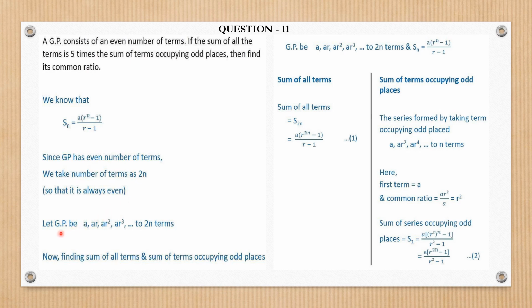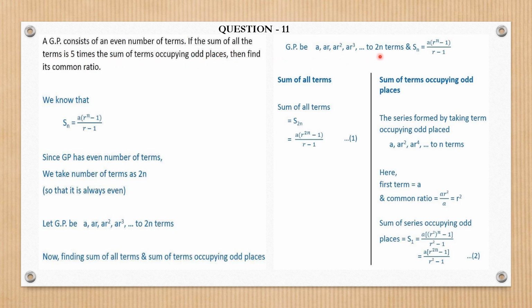So the terms of the GP, with first term a and common ratio r, are a, ar, ar square, and so on, up to 2n terms. Instead of n terms, they are 2n terms so that I ensure that they are even. Now, finding the sum of all terms and the sum of terms occupying odd places. Firstly, I'll find the sum of all terms and then the sum of terms occupying odd places, and then I will establish the relation.